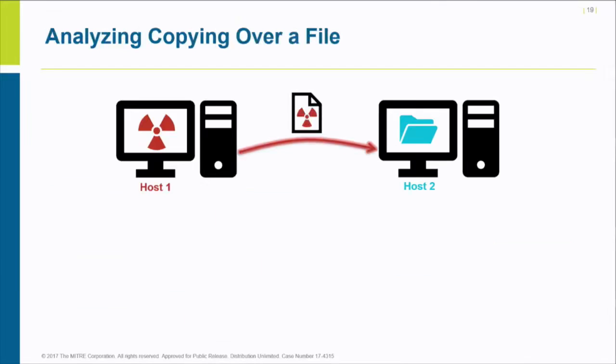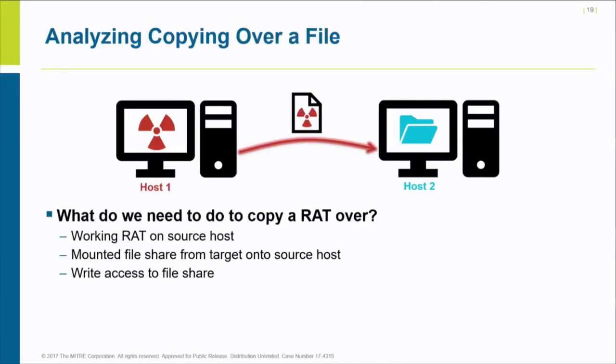So let's look at a specific example of an action. Here I want to talk about copying a file from host 1 to host 2. What we might want to do in understanding this action is enumerate what the requirements are. And here the question is, what do I need to do to copy this RAT file over to the other host? First, I need a working RAT on the source host, on host 1. I need a mounted file share from host 2 onto host 1. Then I need write access to that file share. A little more technically, we might call these requirements the preconditions of the specific technique.